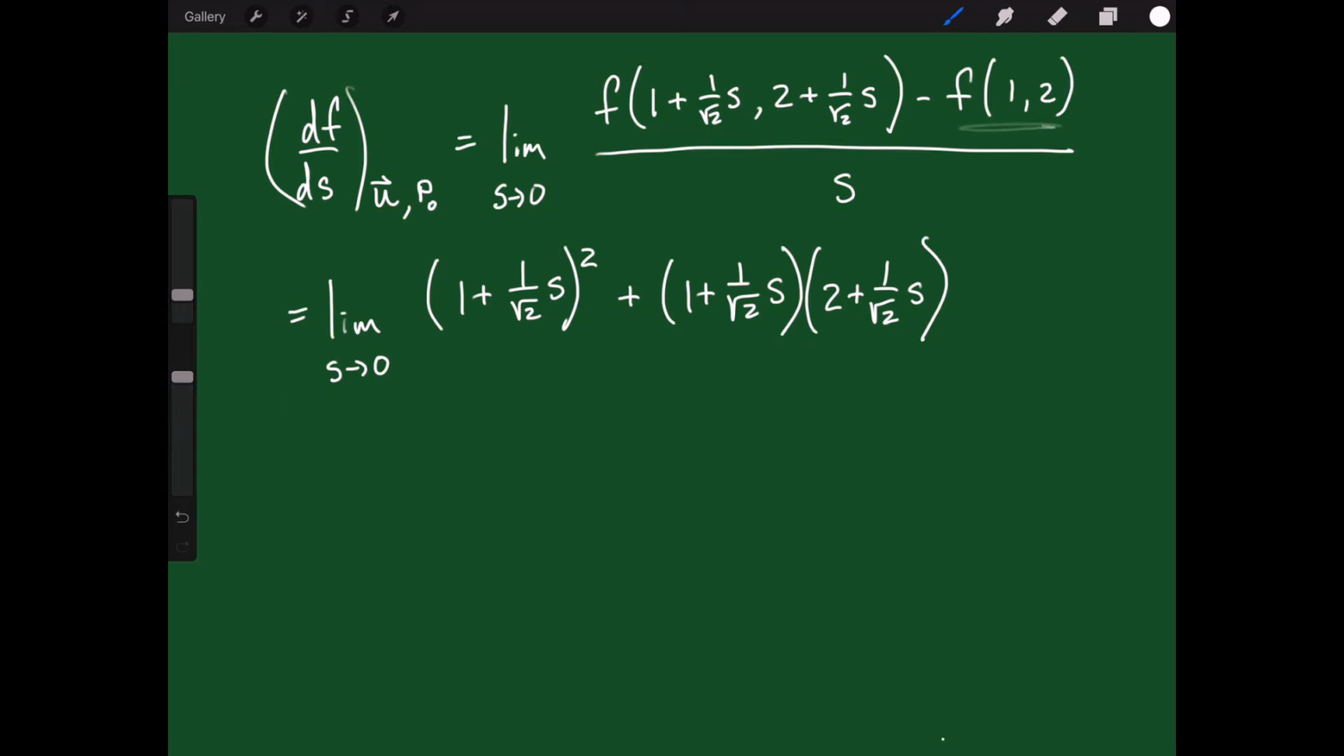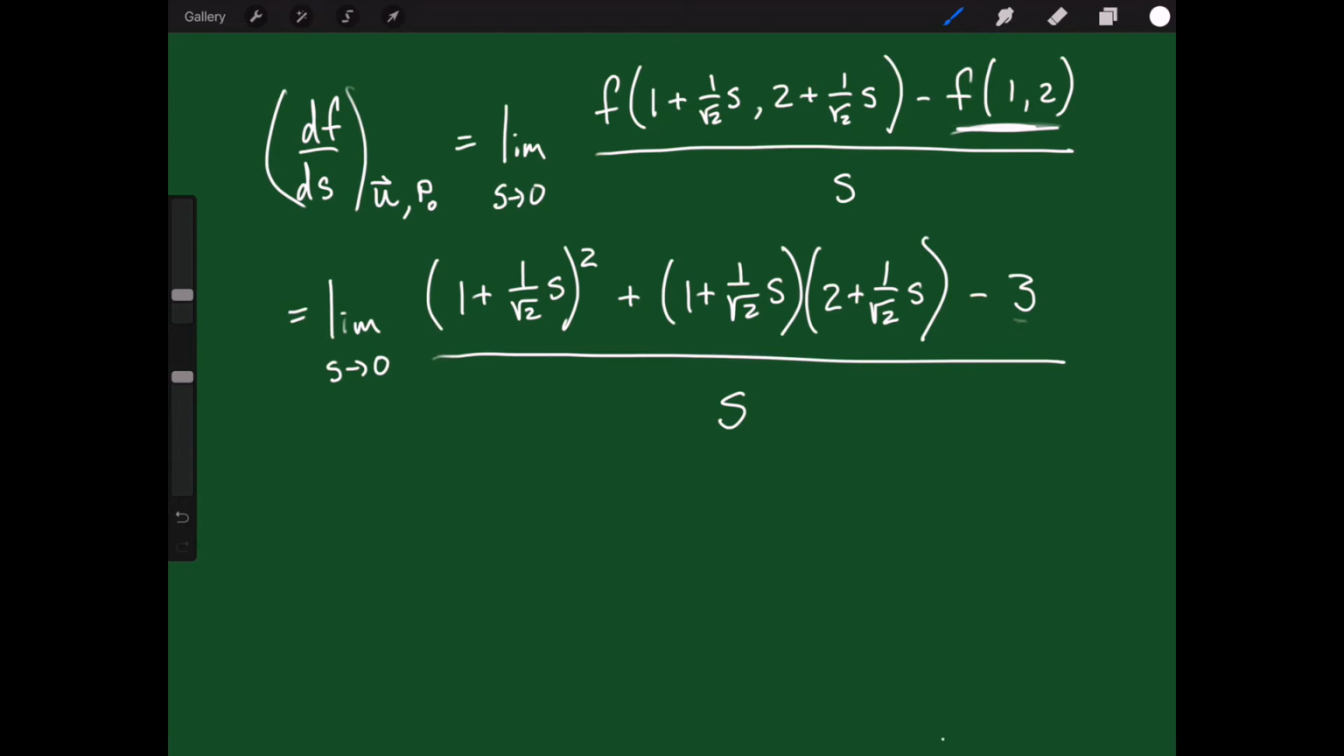And then I need to subtract f of the point (1, 2). If I plug (1, 2) into the original equation, what do I get out? I'd get 1 plus 2, so minus 3. So f of the point (1, 2) is 3. Okay, divided by s. So I just plugged things in, and now it's time to do a little bit of algebra.